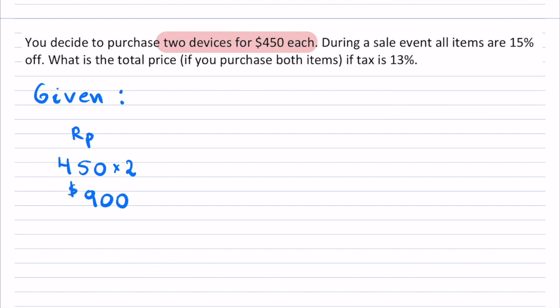Now it says there's a sale event, and at that sale event, all items are 15% off. So we have a 15% discount, so don't forget, that's my rate of discount. So you can take your price, and I'm going to now change it back, so 15% is 0.15, right? So we can find out the amount of discount if we want, and we can just multiply these two.